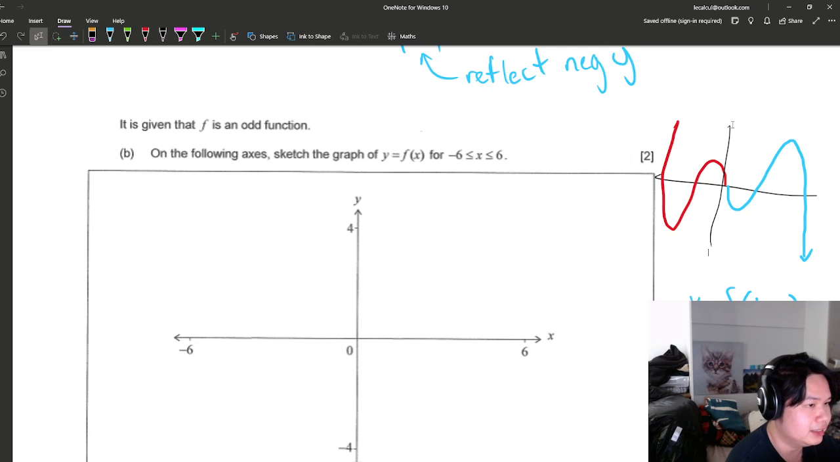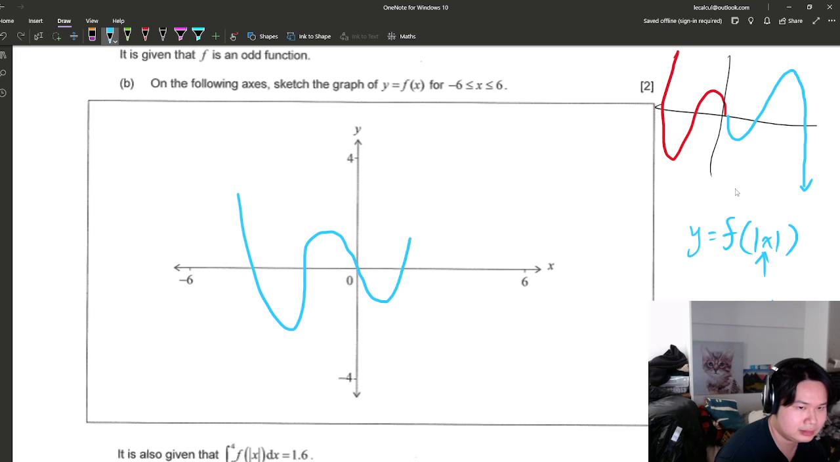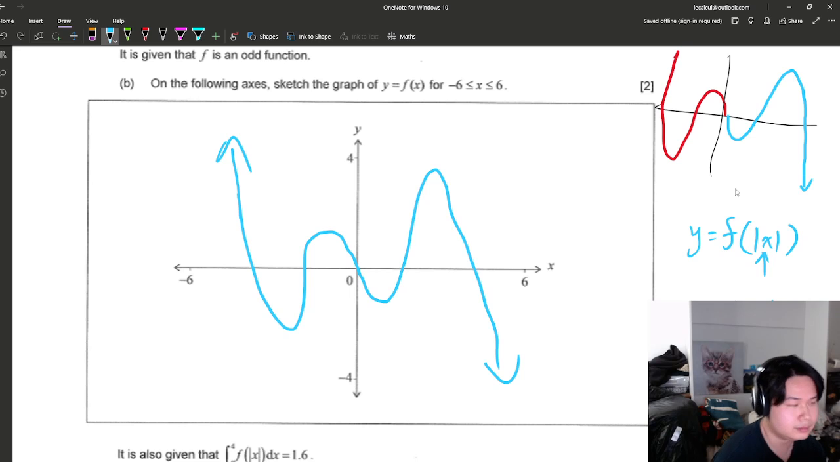This is an odd function. This is what it means. This and this are the same thing, but they're just reflected across the x-axis and then the y-axis. Right? Turn the blue one upside down and then flip it over here. You would get the red one. So this is f, and f is odd. And so you have this. Okay, nice.